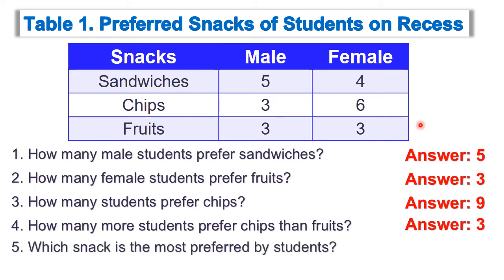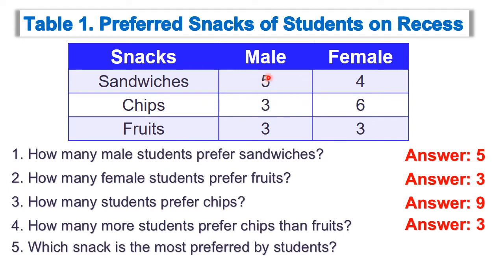And the last question. Which snack is the most preferred by students? Remember, let us not hasten to answer the question, or you might mistake male as 5 and say the answer is 5, and that's your answer. No, it shouldn't be. We have to analyze each data carefully. For the male, we have 5.